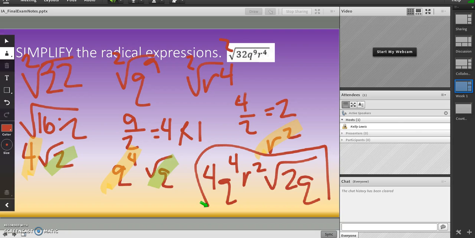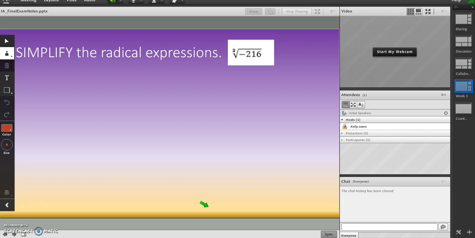All right, so we just finished this problem. Let's go on to the next one. This says the cube root of negative 216. So we need to figure out a number that when we multiply by itself three times gives me 216. It may not be a perfect number.